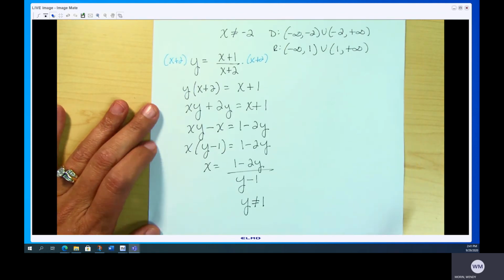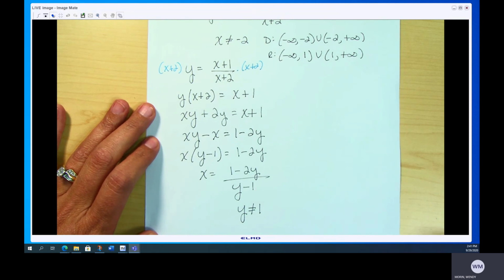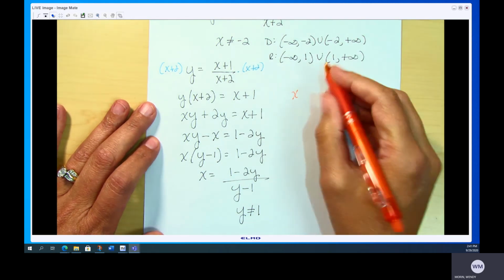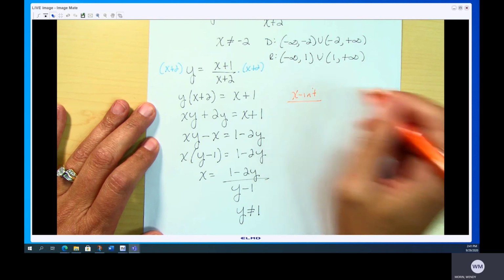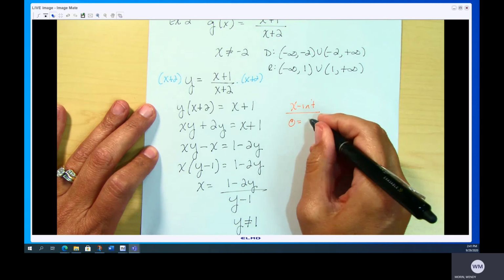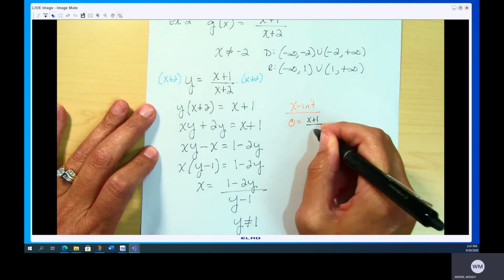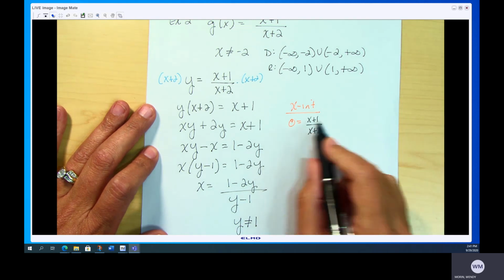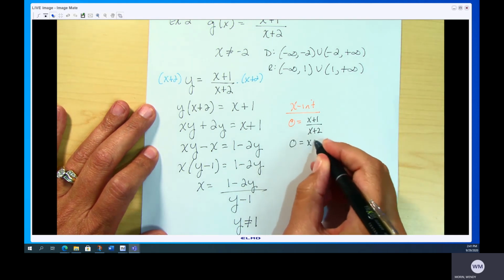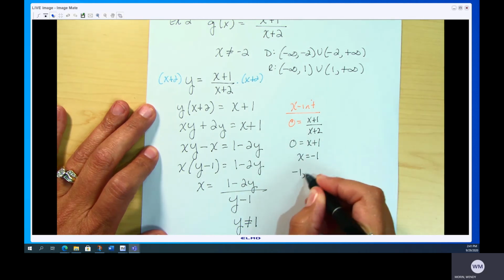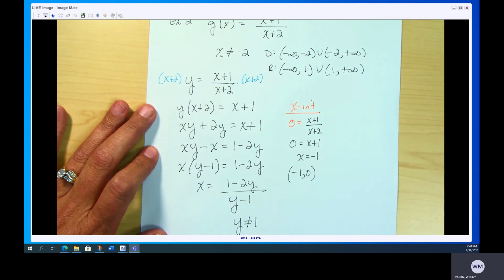Okay, now we're going to find x and y intercepts. So the x-intercept, we're talking about the original problem, the x-intercept is when y is equal to 0. Multiply both sides by x plus 2. You get 0 equals x plus 1. So x equals -1. So (-1, 0) is your x-intercept.